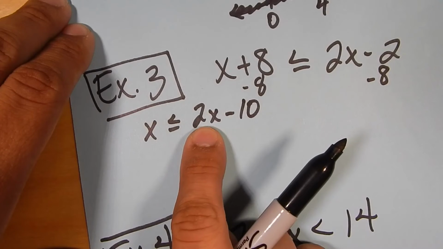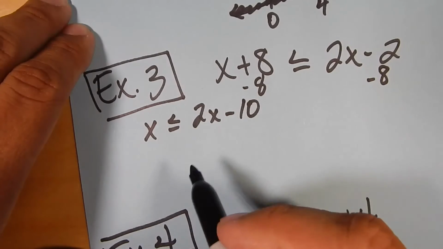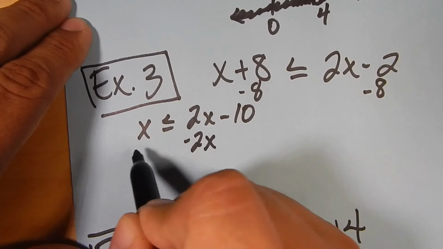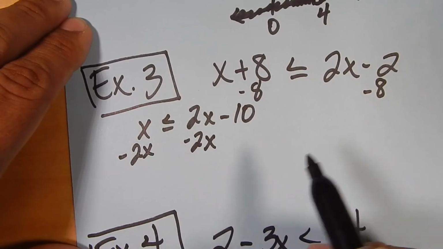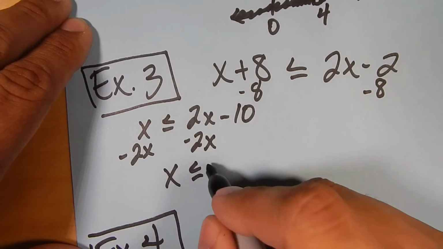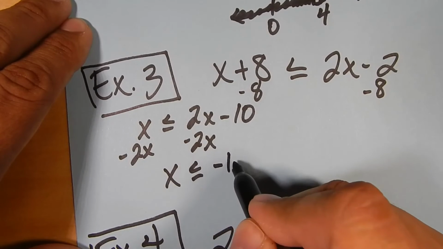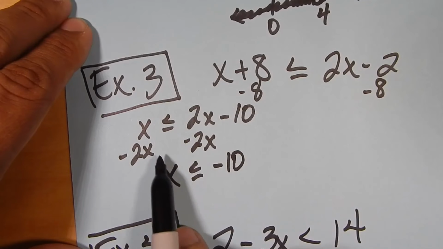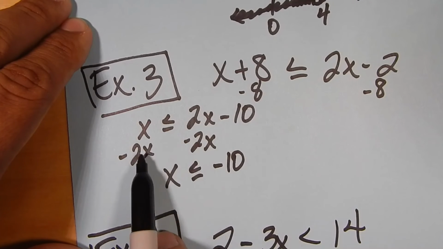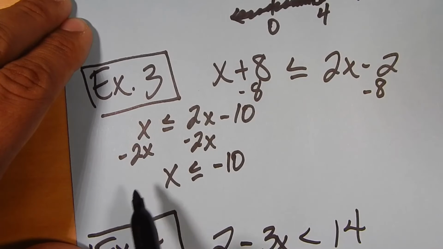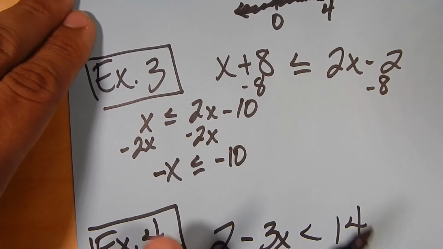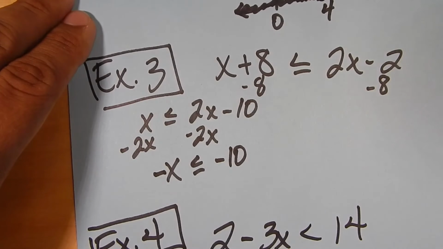We need to get this over to the other side. The way that we do that is by subtracting it. So minus 2x. So that gives us x is less than or equal to negative 10. Now, one thing you want to be careful of, and I just about made this mistake, so x minus 2x, that is a negative x. So you have to be careful about your signs here. So you want to watch when your signs change.